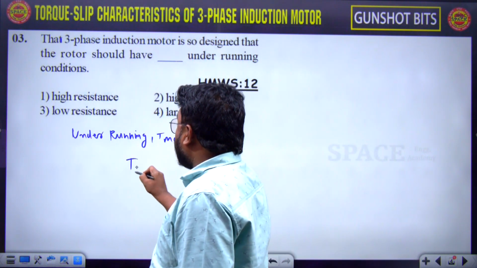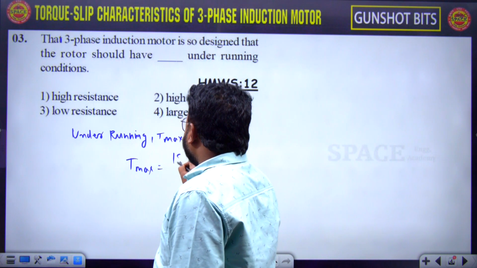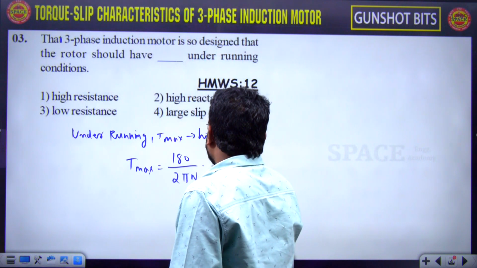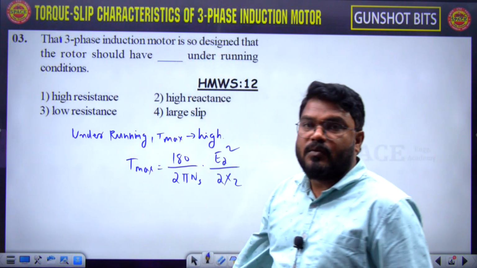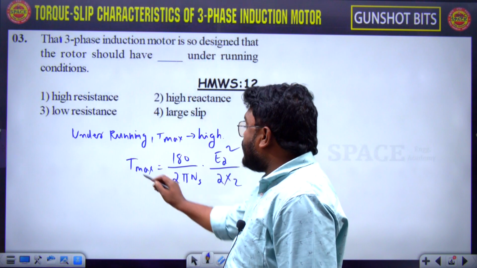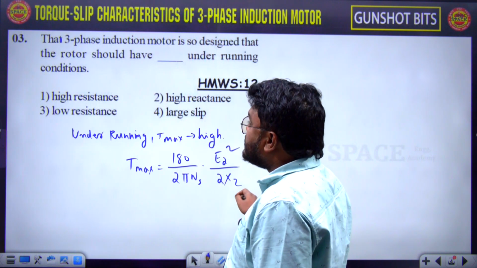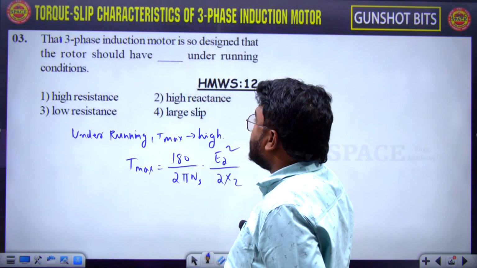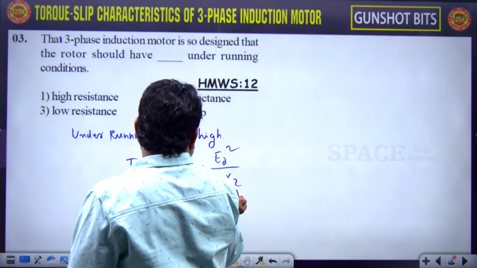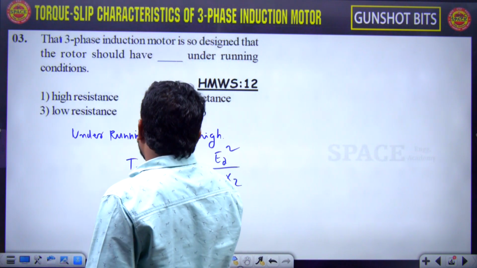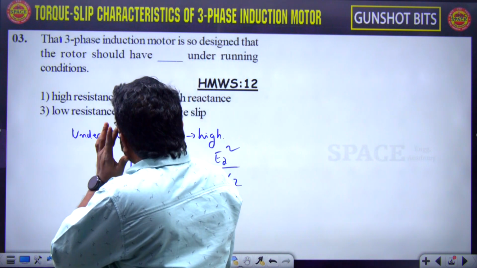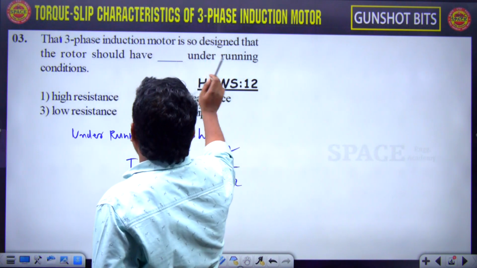So we know maximum torque T maximum is equal to 180 by 2 pi ns multiplied by E2 square divided by the 2x2 value. So to get maximum torque high, the reactance term should be a low value. The options here are high resistance, low resistance, high reactance, and large slip, for how the 3-phase induction motor is designed under running conditions.